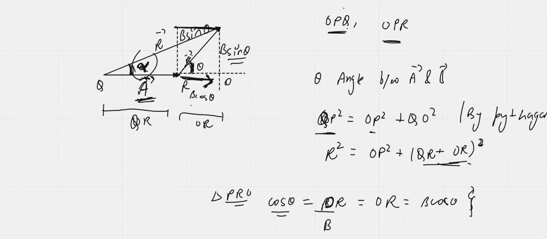If you are not able to get it, you can go another way. Go with sine of theta equals perpendicular divided by base, that is the B magnitude. What you have got is B times sine theta. Either way you go, you will get the answer. Clear?